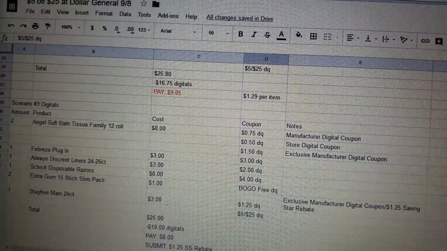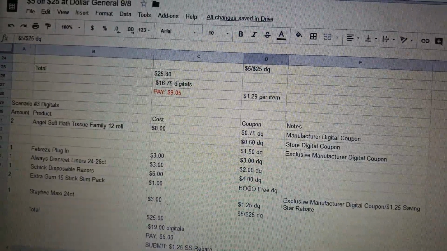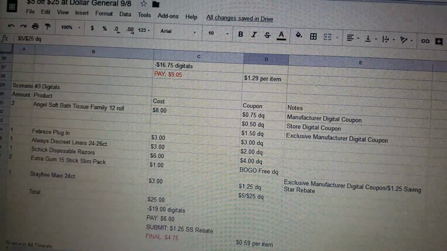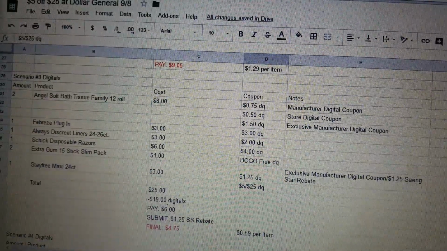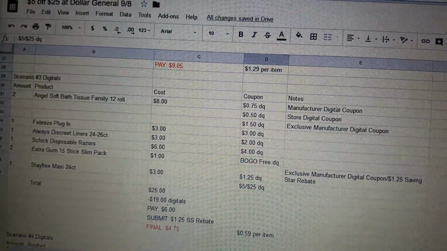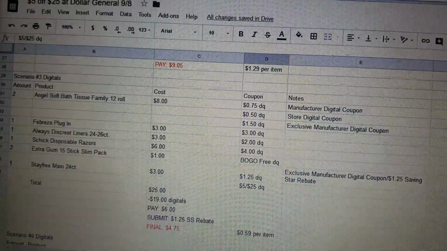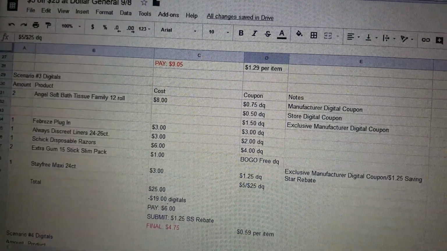Okay, scrolling down to our third one here. We're actually going to get two of the Angel Soft again. It's just kind of another way of doing a similar deal if you're really wanting the toilet paper. So you're going to get two of those Angel Softs. Again, it's two for $8. We have those digitals that I mentioned before, the 75 cent, the 50 cent, and the $1.50.